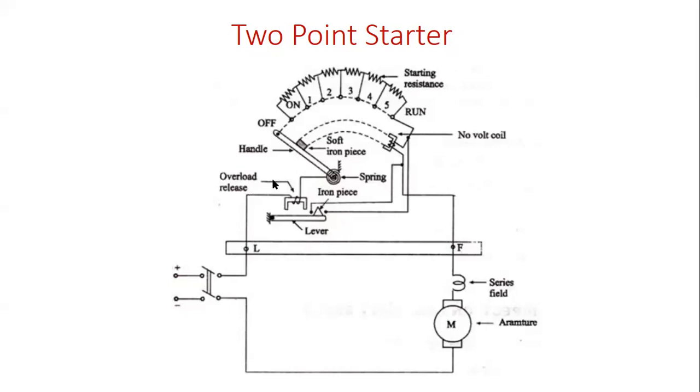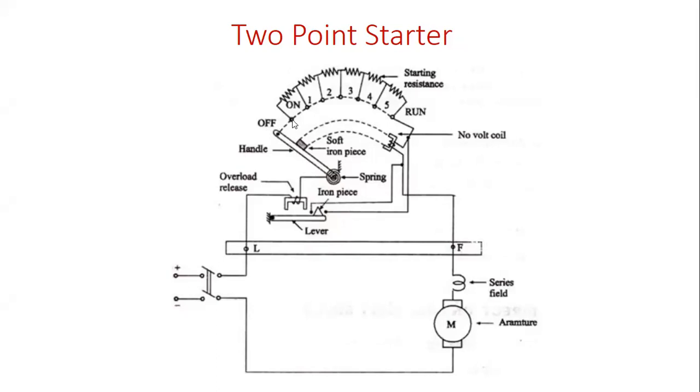And this line is connected to the overload relay release coil. This overload release coil is further connected to the handle of the starter, right? Initially the handle of the starter will be in the off position. It won't move automatically. We have to move the handle from the off position to the on position, right?